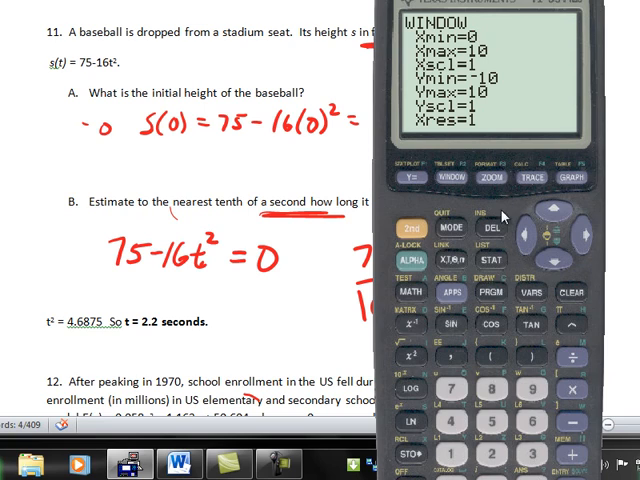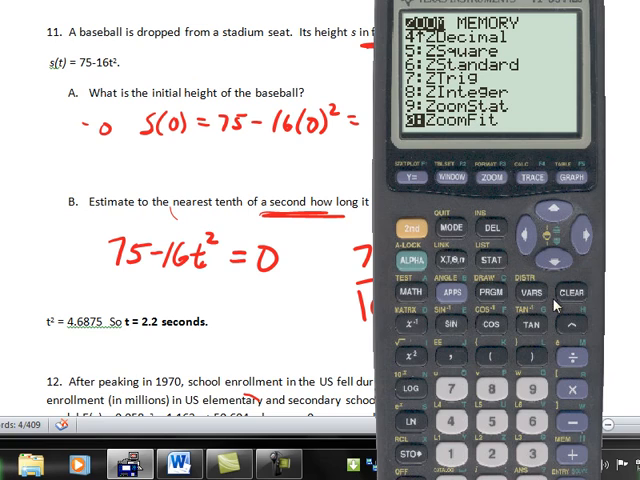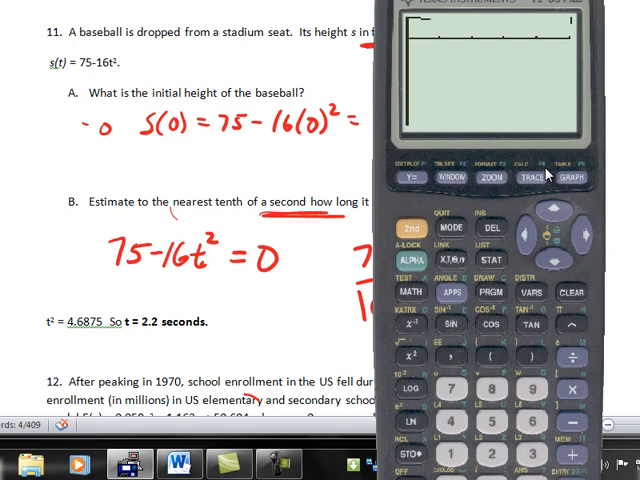We know that t can't be less than 0. And then we can say x max. Maybe we don't expect it to take any more than 5 seconds to fall 75 feet. That's a lot of time. If you have a sense for your domain, your x min and x max, put those in and then press zoom fit. It'll find the best window for your graph. It doesn't always work, but with polynomials, it usually does a pretty good job.